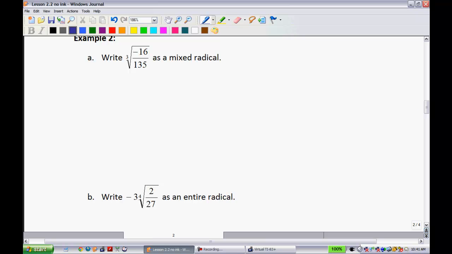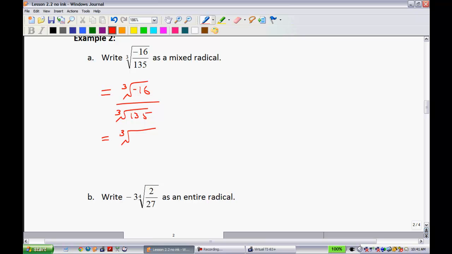So let's try an example simplifying one like so. We have the cube root of negative 16 over 135. So we can divvy this one up and say that we have the cube root of negative 16, all divided by the cube root of 135. I don't necessarily need you to do this additional step, but if you like to, that's fine. This next step you definitely would have to do.